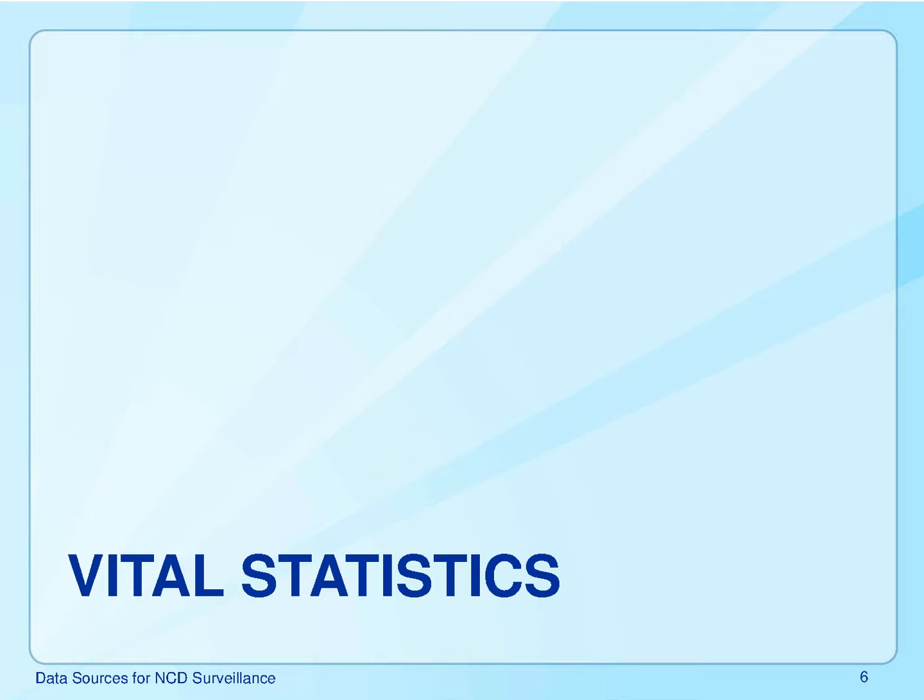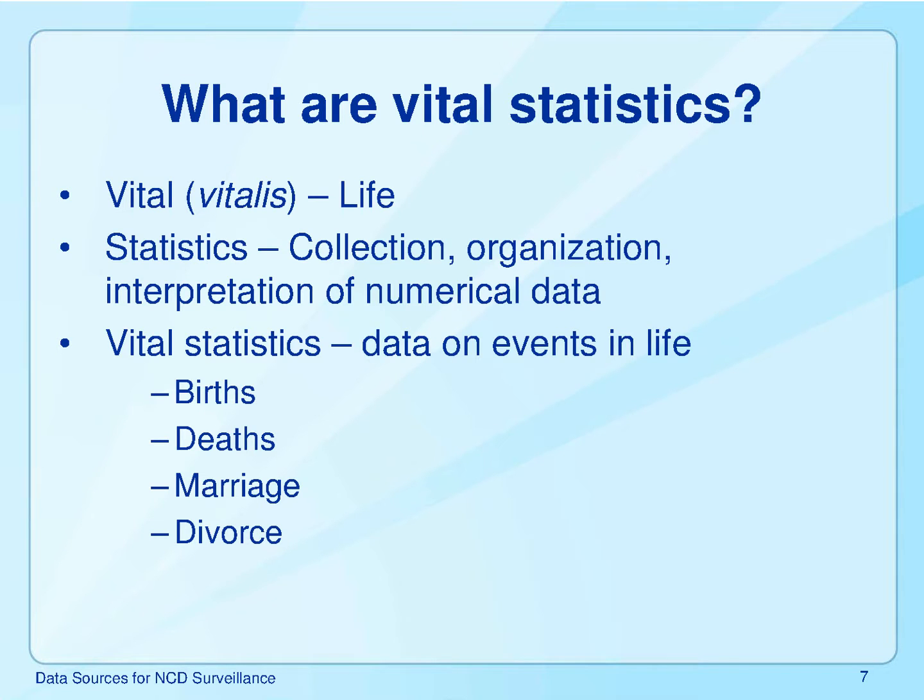Now we will discuss sources of data for NCD surveillance that focus primarily on risk factors, but which also include disease-based surveillance as well. The first of these will be vital statistics. What are vital statistics? Well, the term vital comes from the Latin term vitalis, which means of life. So vital statistics are those statistical measures which we gather that relate to life. These would include information on births, deaths, marriages, and divorces.